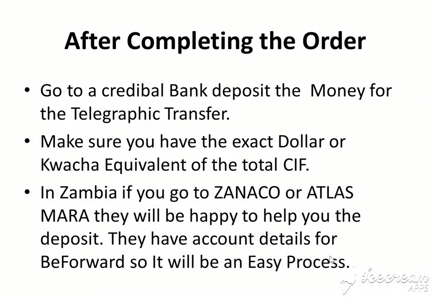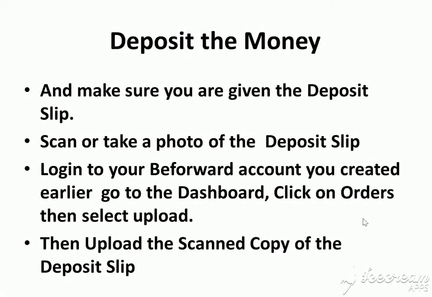So make sure you have the exact dollar or kwacha equivalent of the total CIF. So meaning that if, let's say, you've bought the car for $3,800, make sure that you have the total to the last cent equivalent of that money. So in Zambia, if you go to Zanaco or Atlas Mara, they'll be happy to help you with the deposit. They have account details for B-Forward, so it will be an easy process. Basically, you just fill in the amount and the order number. So once you have done that, deposit the money and make sure you are given the deposit slip.